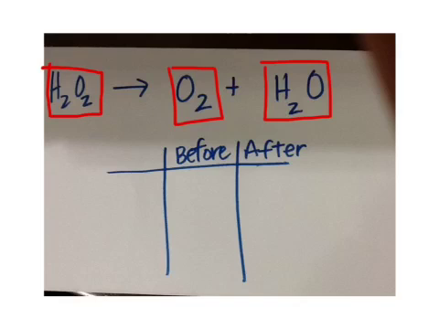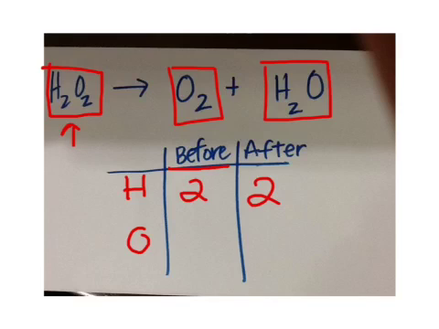The next thing you do is take an element inventory. So you have H and you have O. Those are the only elements in this reaction. Now we're going to look at the ones before the arrow. You can see there are 2 hydrogens and 2 oxygens in the formula before the arrow.